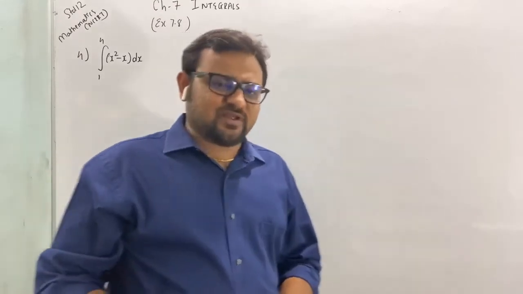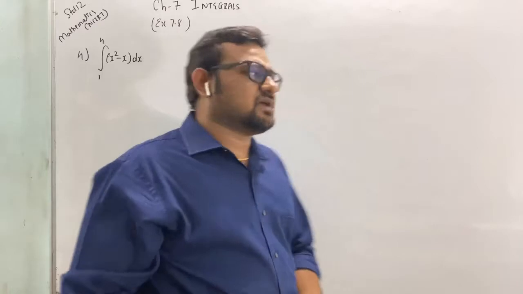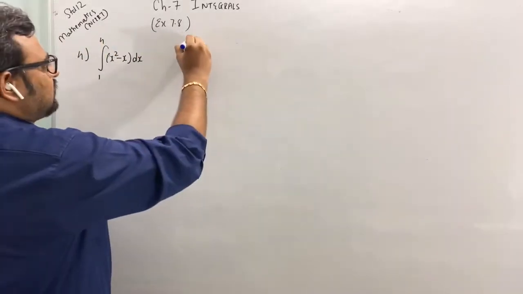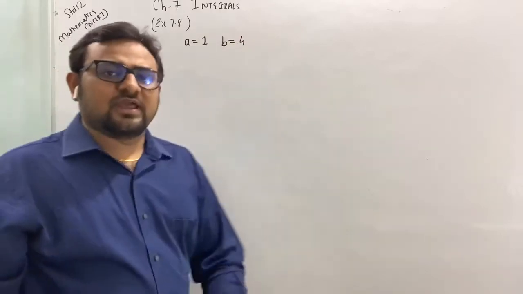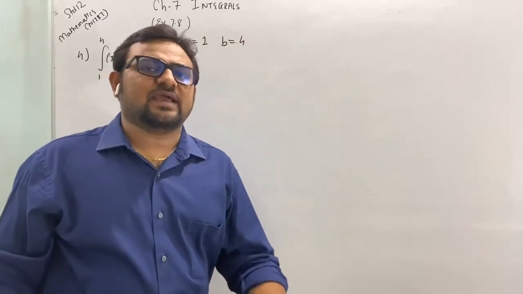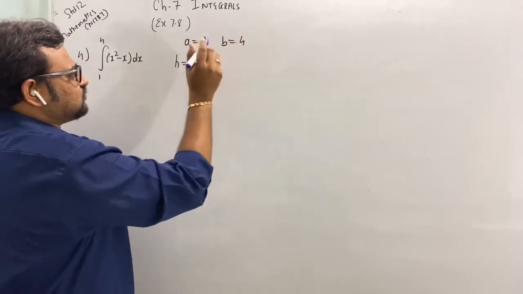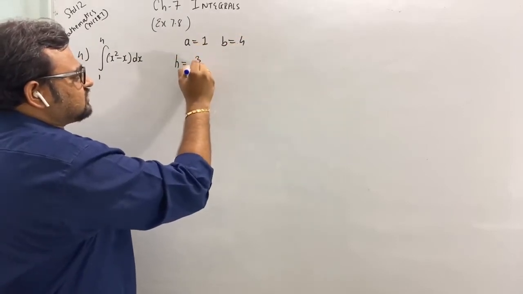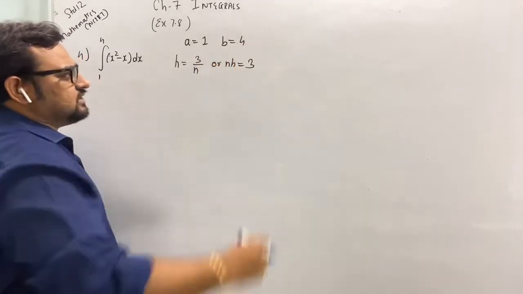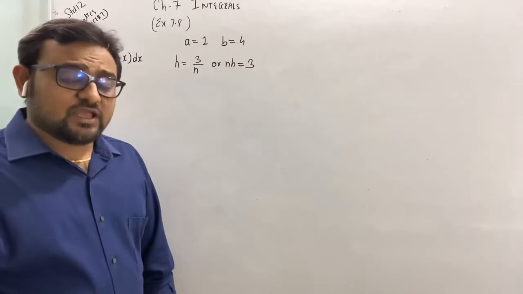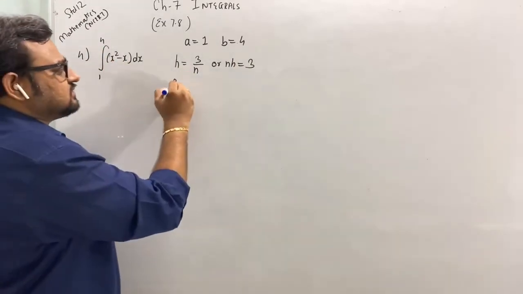Let me revise in short. We are taking lower limit as a, upper limit as b. So a is equal to 1, b is equal to 4. h is equal to b minus a by n. So 4 minus 1, that is equal to 3 by n, or nh is equal to 3. What is your function? x square minus x.